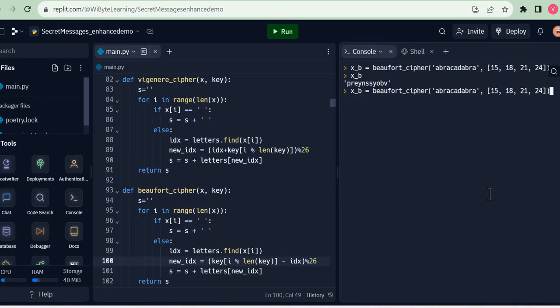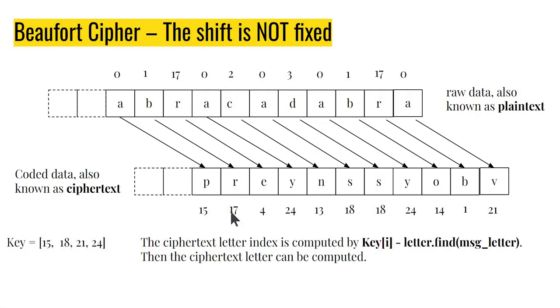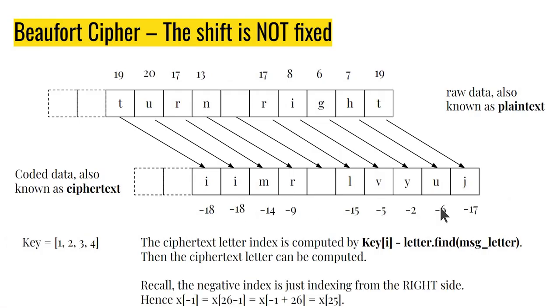Let's try one more example. Let's say I did, say, turn, let's say right, like we were doing earlier. This time around, let's use the key 1 2 3 4, because that's what I had done in my example. So I say, for example, key is 1 2 3 4, and if I look at my XB, it's IIMR space LVYUJ, and I guess that is exactly what I had found earlier when I did it manually, right? So you see this working very simple.